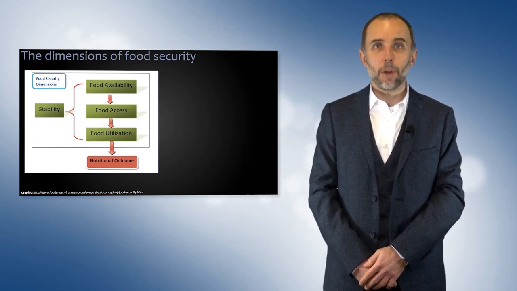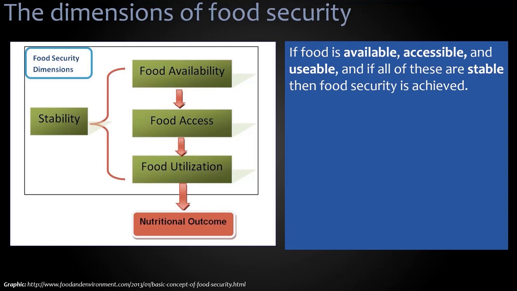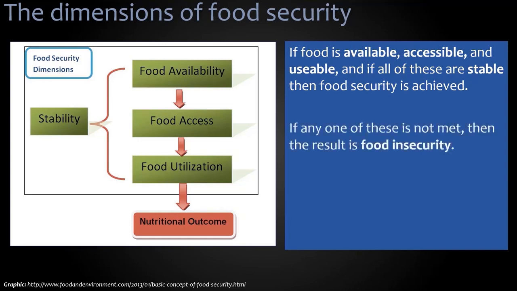So let's look at how all those are linked together. If our food is available, meaning it's available in sufficient quantities, if it's accessible, meaning that we can get to markets or farmers can access the fertilizers and seeds that they need, and also that it's economically accessible, it's affordable, and if it's usable, meaning it's something that we wish to eat, it meets our own preferences and our cultural expectations. And if all of those things can be met day after day, season after season, year after year, so they're stable, then food security is achieved.